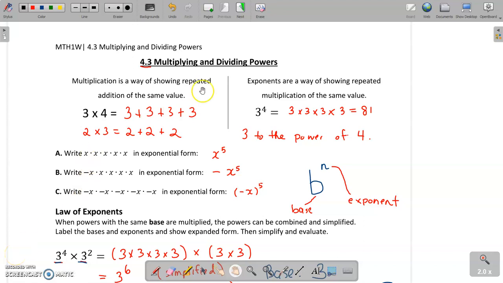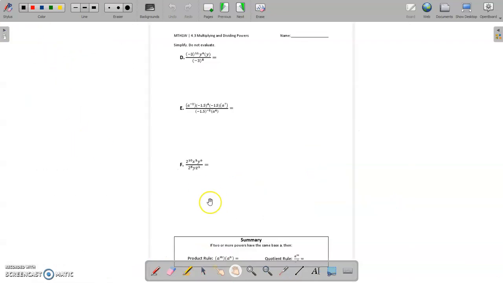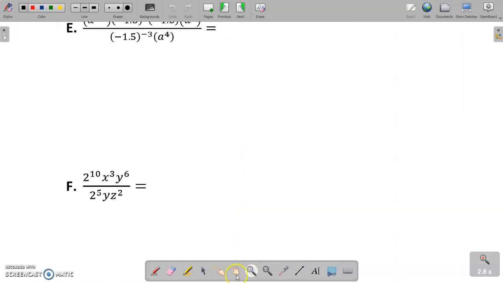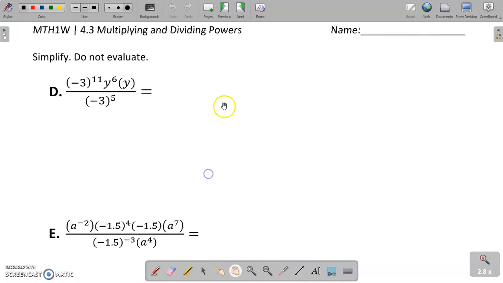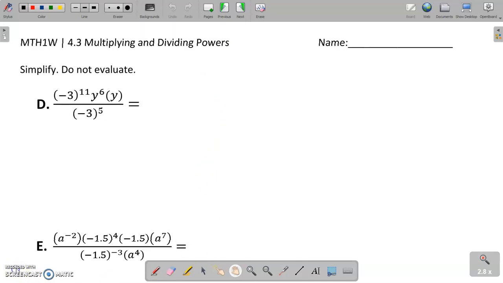Hi there. So part one of the video went over this page of multiplying and dividing powers. So now if I go to page 2, we shall do some examples. So when you get examples like this, they're very big and they can be very confusing. So the idea is to break them up into like bases.